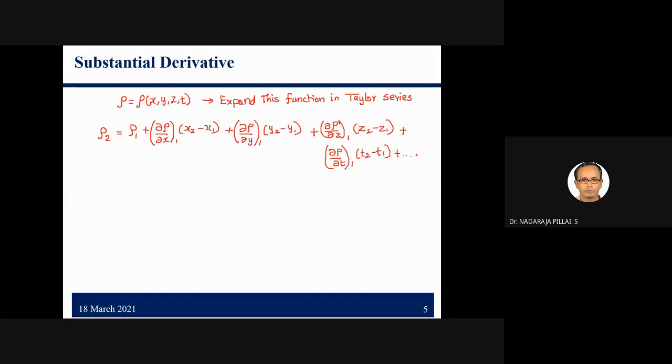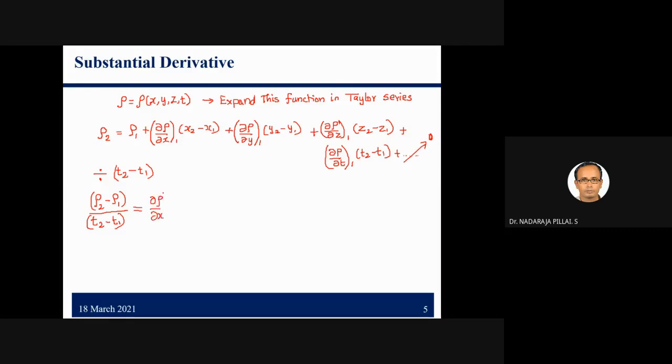Now, I would like to divide this equation by t2 minus t1, that is the difference in time. So I take rho 2 minus rho 1 by t2 minus t1. Please try to follow this equation. I would like to ignore the higher order terms and write the other terms.